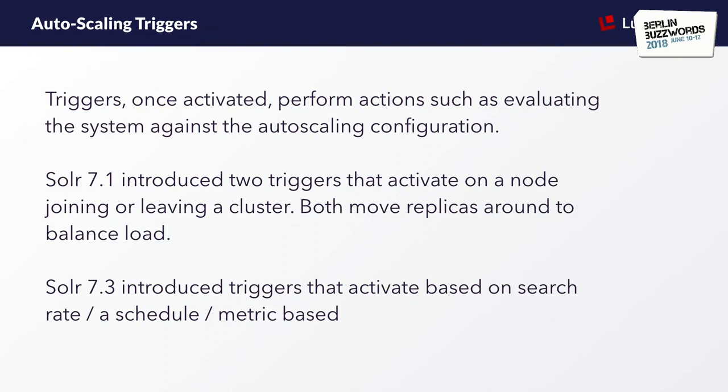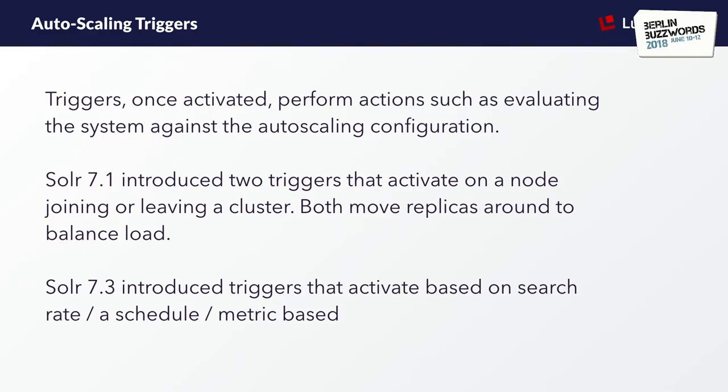The two triggers being if a node leaves the cluster or if a node joins the cluster. What do you do when these two events happen? By default, in both cases, you move replicas around to balance the load. So if a node comes up, you want to say, oh, you know what? I have a new node. I want to balance my cluster. So if there was a node that had more cores or more replicas, you want to move them around. So you would set a node added trigger, and it would go and do this thing.